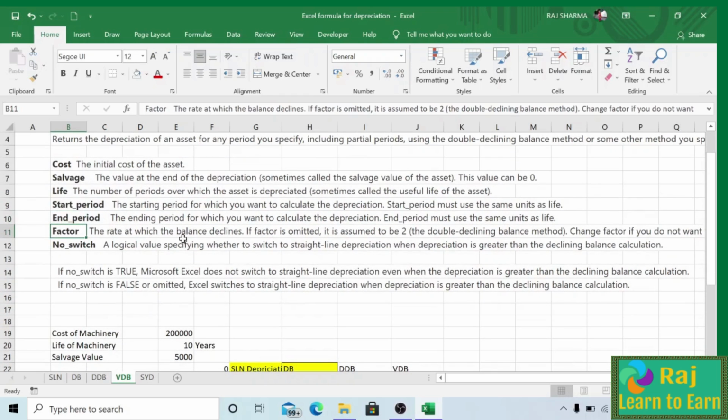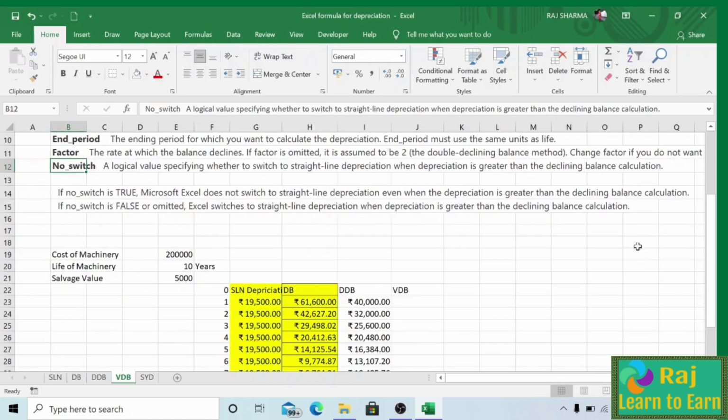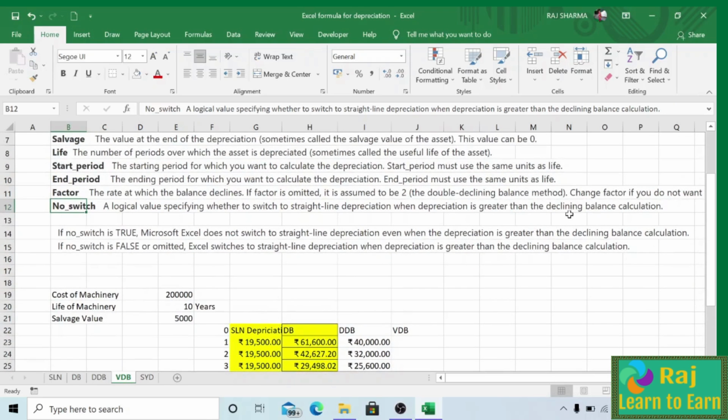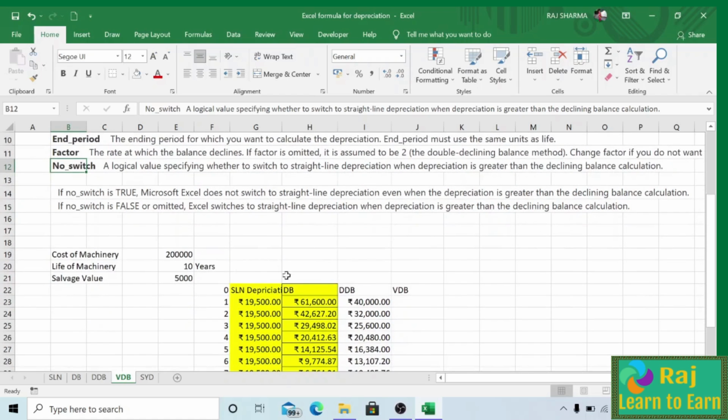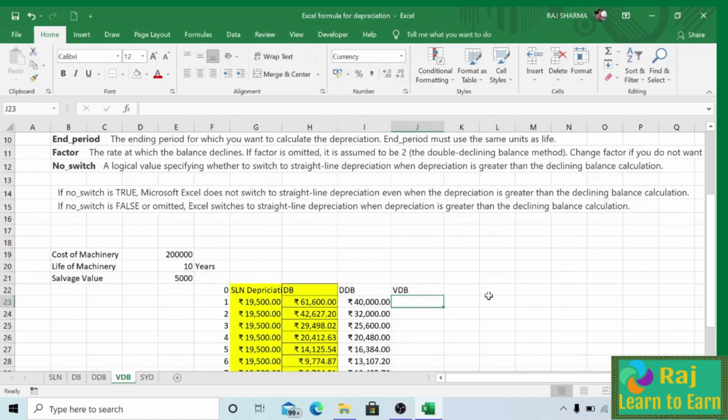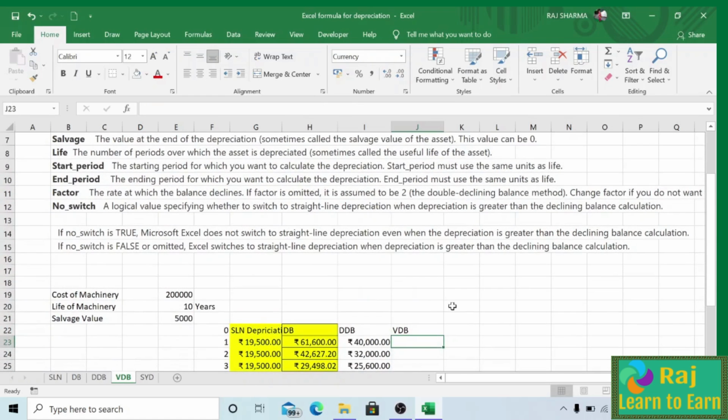Factor is the rate at which the balance declines. If the factor is omitted, it is assumed to be 2. That is the double declining balance method. So we will go by the default. And no switch is a logical value specifying whether to switch to straight line depreciation when depreciation is greater than the declining balance depreciation. So in case the depreciation is greater than the declining balance depreciation, we will have an option to choose to switch to straight line depreciation. But we will not go for these default values, and let us try to work out VDB by using this formula.